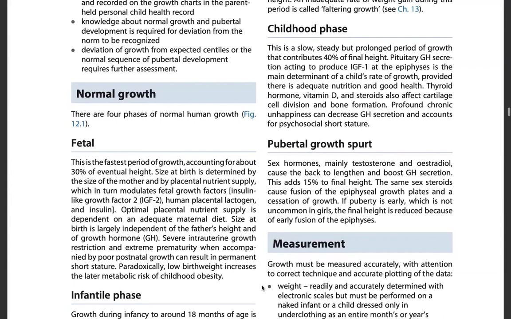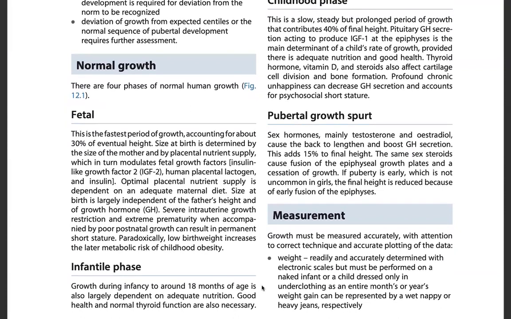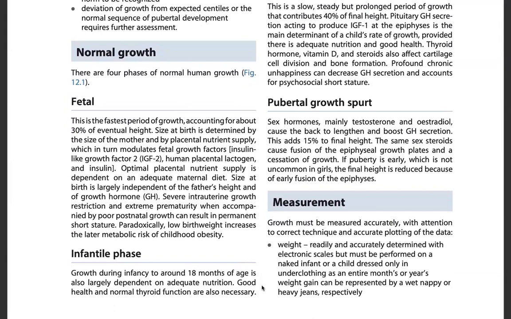Severe intrauterine growth restriction and extreme prematurity, when accompanied by poor postnatal growth, can result in permanent short stature. Paradoxically, low birth weight increases the later metabolic risk of childhood obesity.